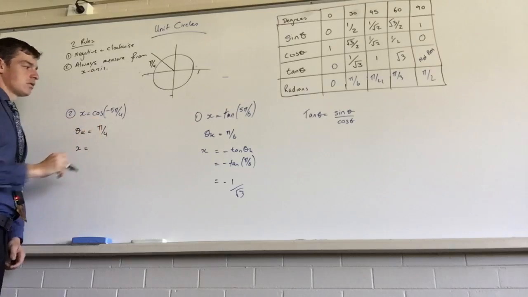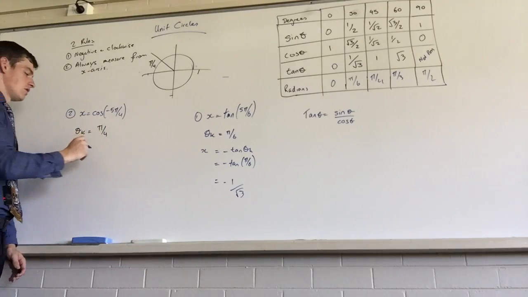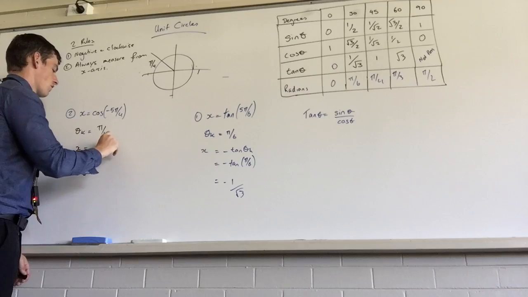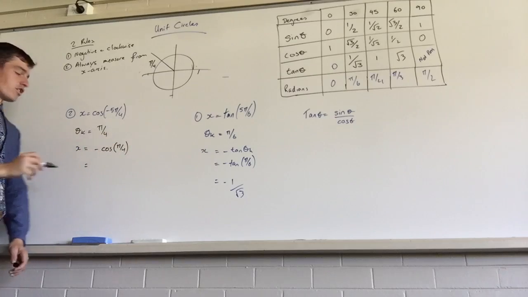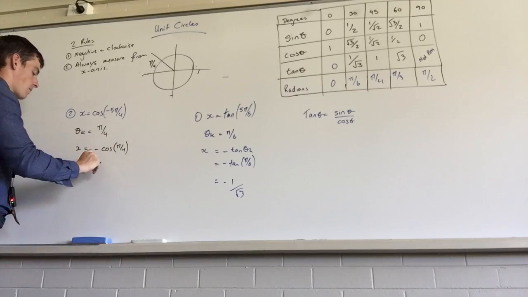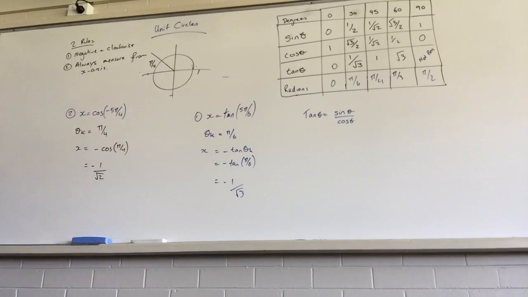x equals positive and negative. Negative. It's in the second quadrant. Negative cos π on 4. I just said I know off by heart what π on 4 is, which is? 45. Negative 1 on root 2. Happy with that?